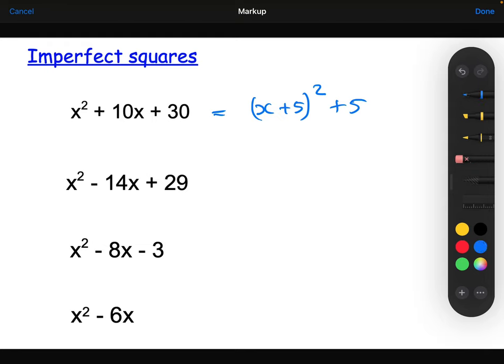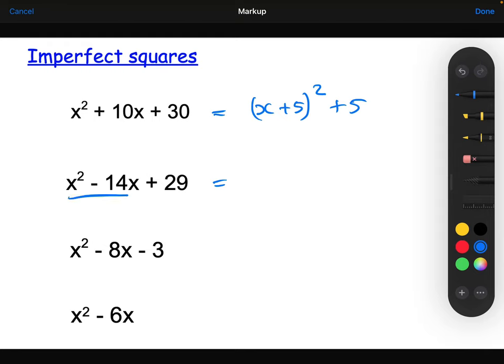So I've completed the square. I have adapted the perfect square by adding 5 to get the imperfect square. Again, just to repeat, the 5 squared is 25. The plus 5 gives me the 30.